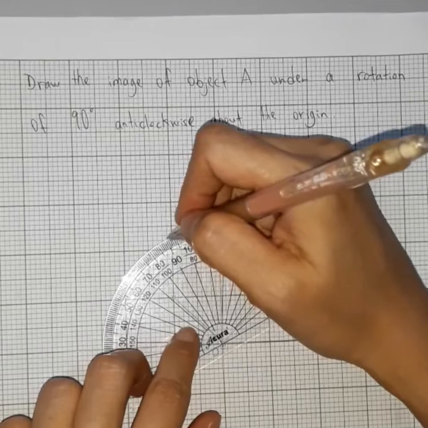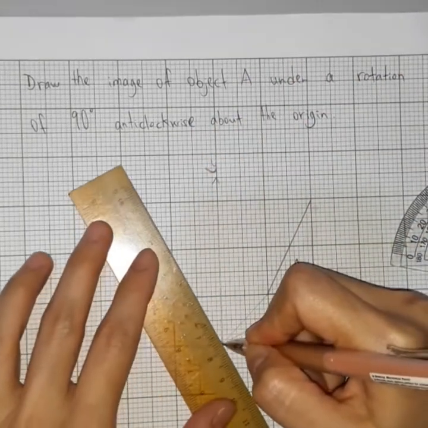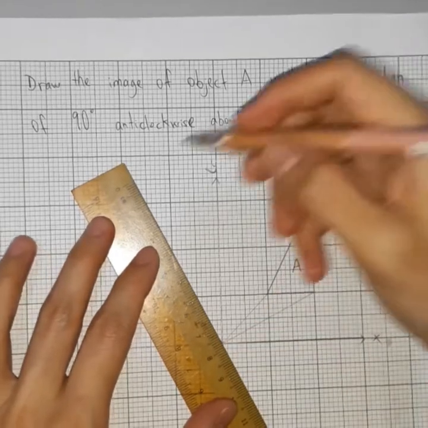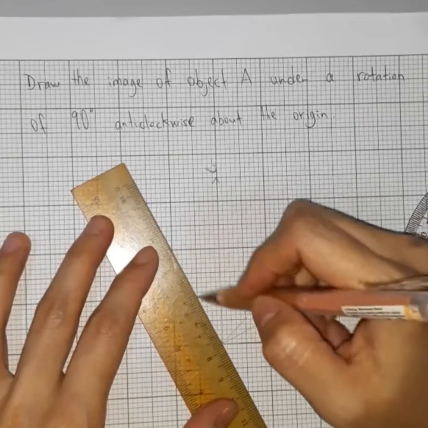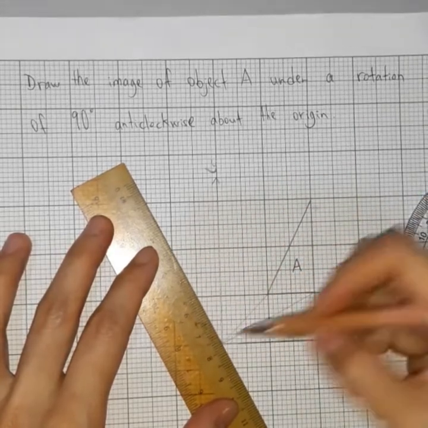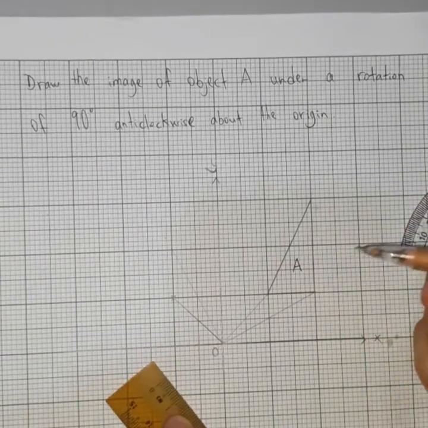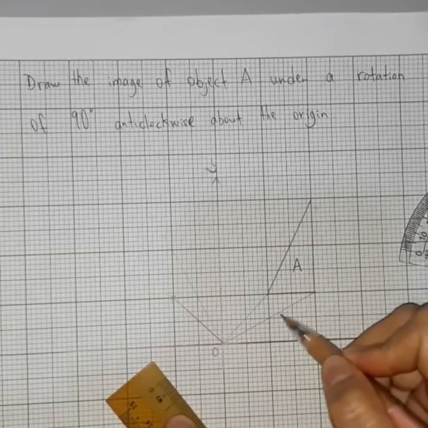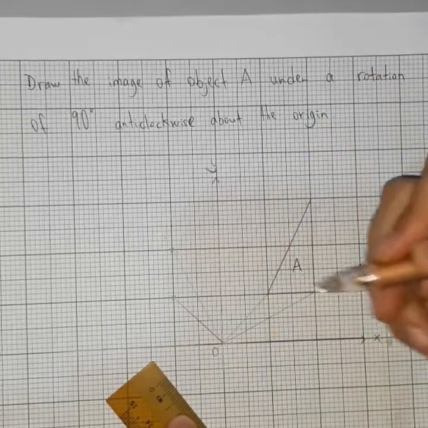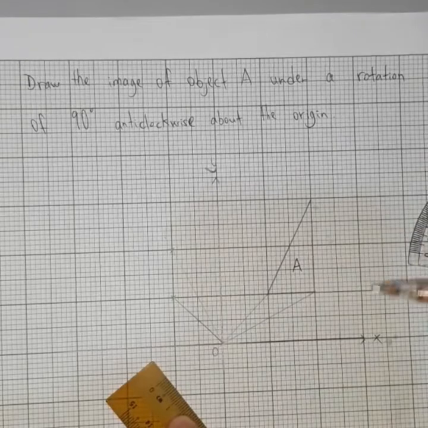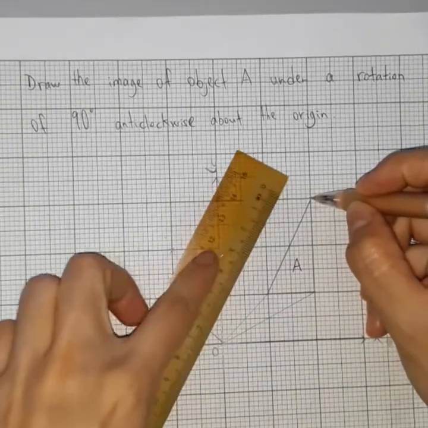So 90 degrees. And the distance is the same, the distance here. So this is the corresponding point of the image, and that's the last point of the object.